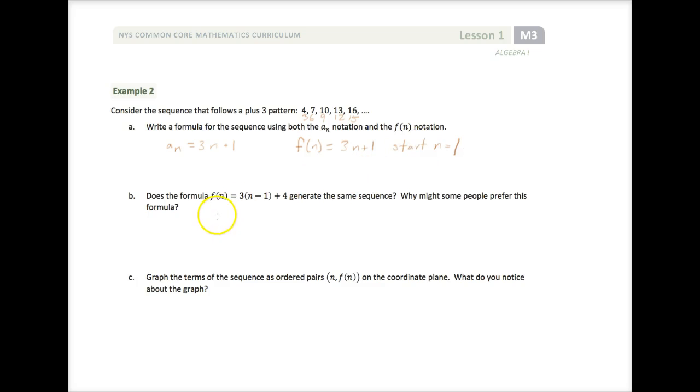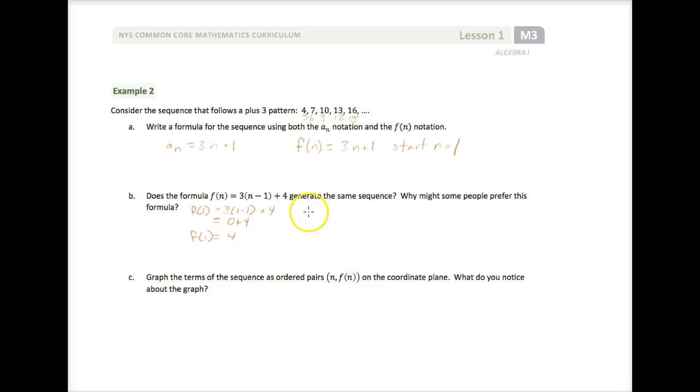Next question says, does the formula f(n) equals 3(n minus 1) plus 4 generate the same sequence? Well, let's find out. What is f of 1? F of 1 is 3 times (1 minus 1) plus 4. That's 3 times 0, which is 0, plus 4. So f of 1 is 4. And that is indeed the first term of our sequence.